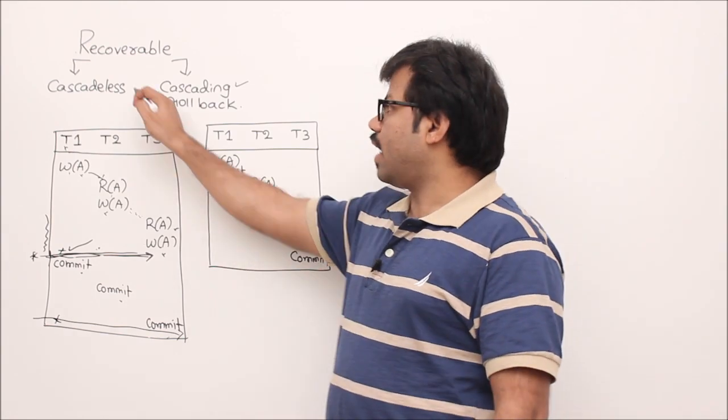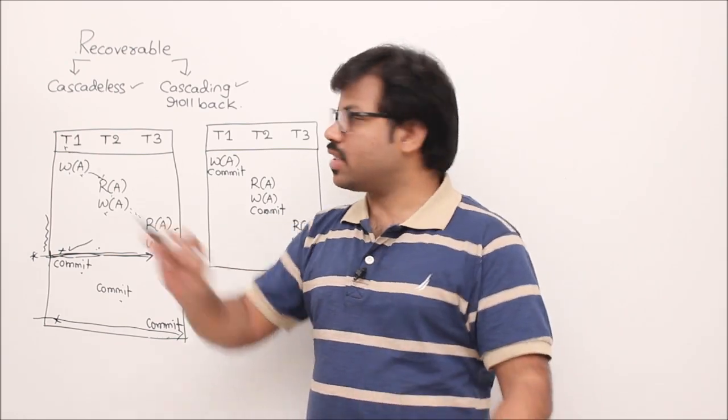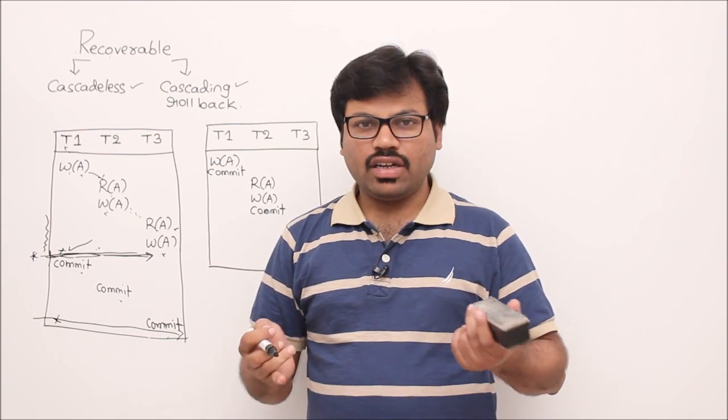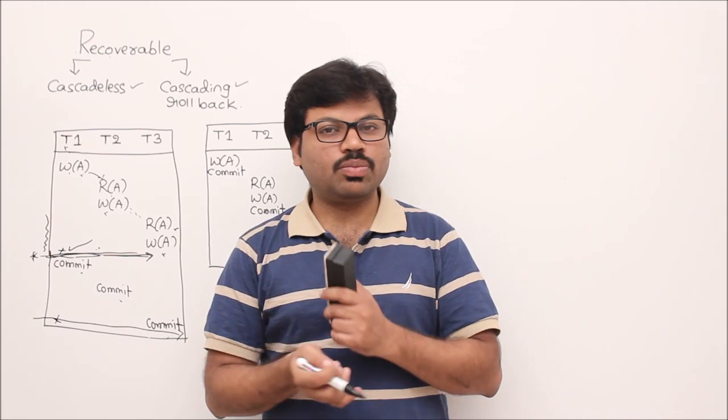Now, the other case is cascadeless. Cascadeless is the opposite of cascading rollback. It is a recoverable schedule, but not cascading rollback. That means to recover it, you don't need to cancel the transactions. Now we'll try to do a post-mortem.